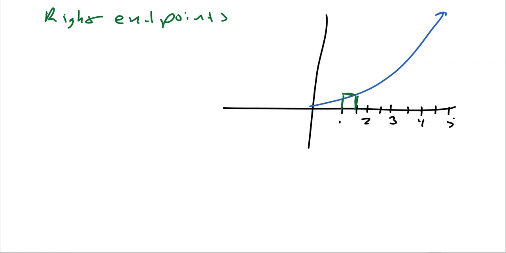So I'm going to have my first rectangle there. My second rectangle will be up here. And notice the height of the rectangle then starts at 1.5, because we're using the right endpoint of it.